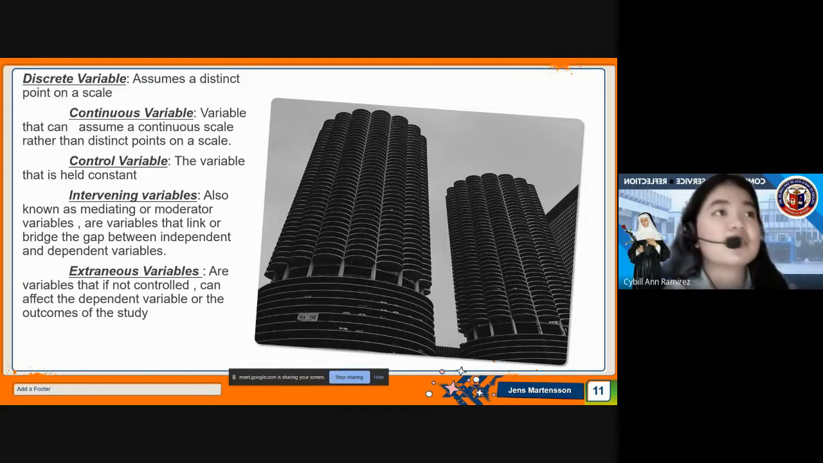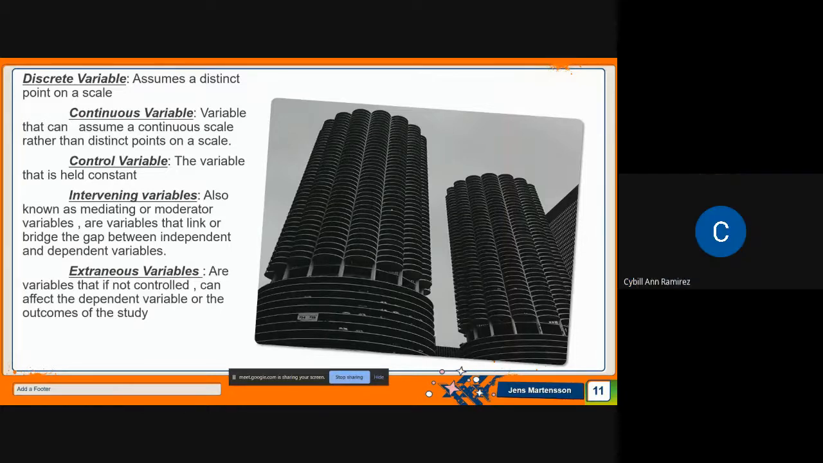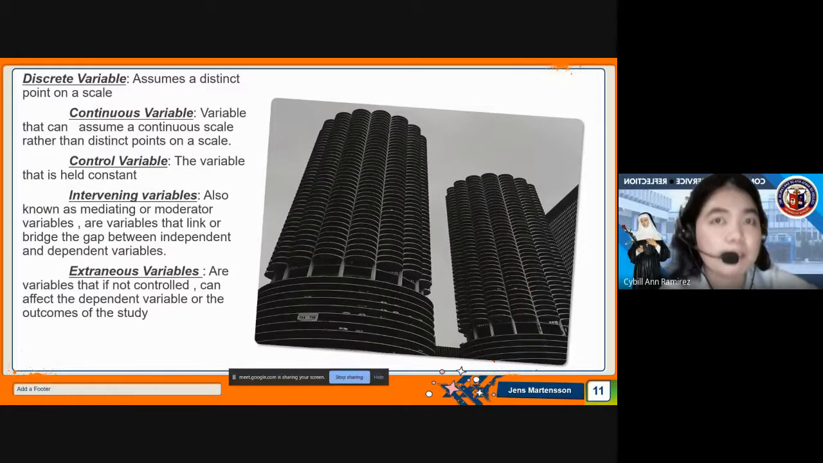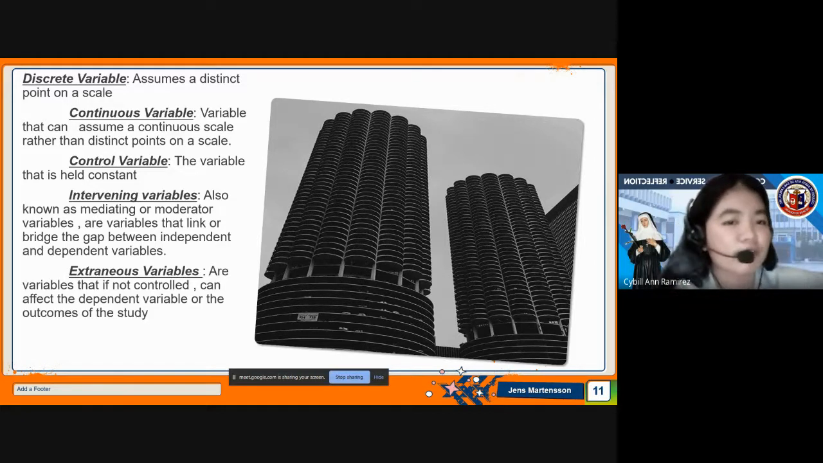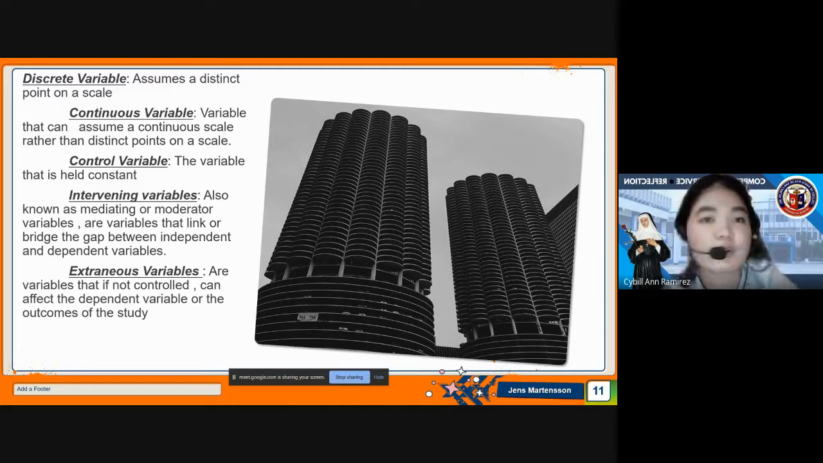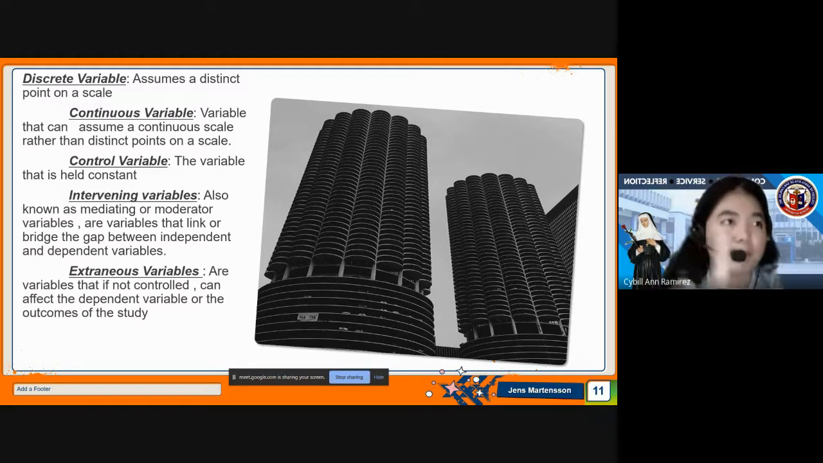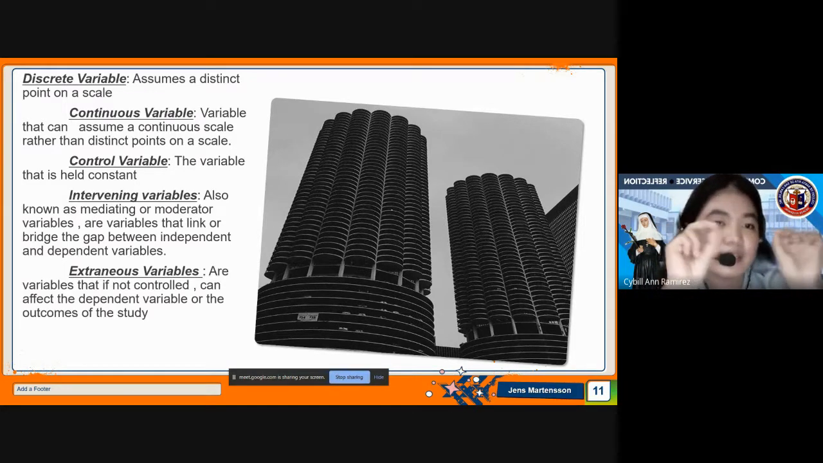Although there are times that poverty can be a cause of shorter lifespan, there are others where it is not, so it's not factual. So for example's sake, poverty could be the independent variable and the dependent variable is lifespan. The more poor a person is, the shorter their lifespan. Why? The intervening variable is the one that connects the two of them, because there's always a gap in there.